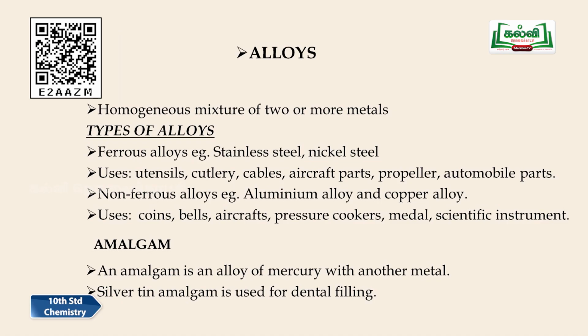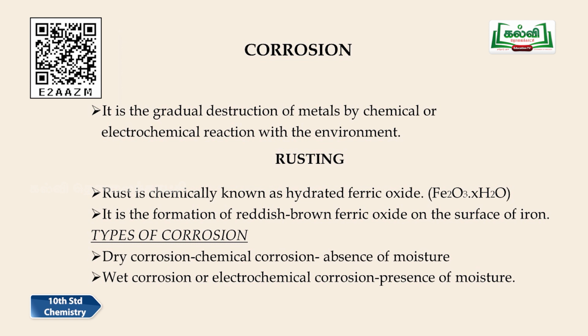Okay. Finally, alloy. What is alloy? Alloy means it is a homogeneous mixture of 2 or more metals or 1 or more metals with non-metallic elements. And one of the important alloys we studied is amalgam. It is an alloy of mercury, and ferrous and non-ferrous alloys are there. Finally, corrosion, that means it is the gradual destruction of the metal by means of chemical or electrochemical attack by the environment. Okay.